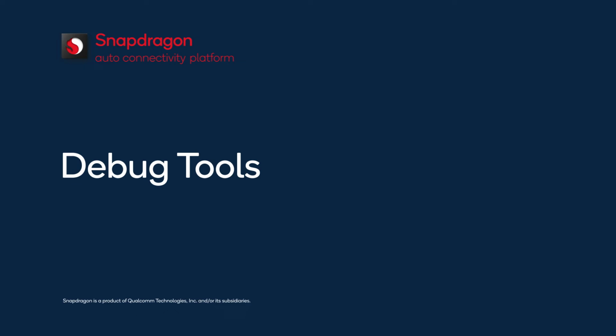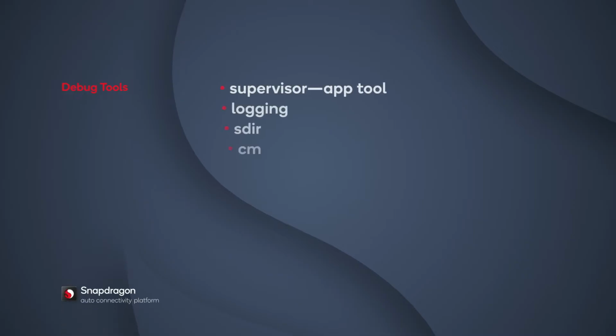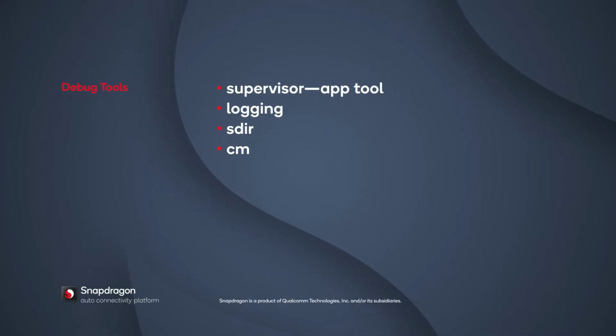The Telematics Application Framework, or TelAF, includes tools for debugging services and apps. In this video, you'll see how we use four of those tools. Supervisor runs on the device. It's the app tool you use to manually start, stop, remove, and restart applications.